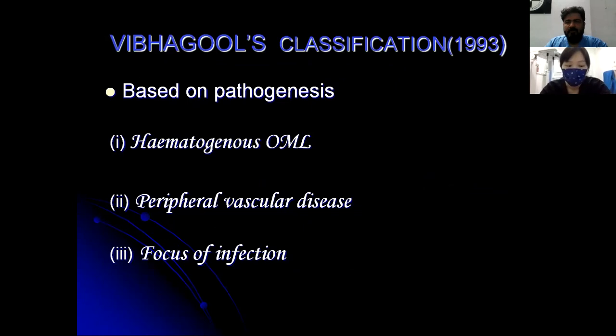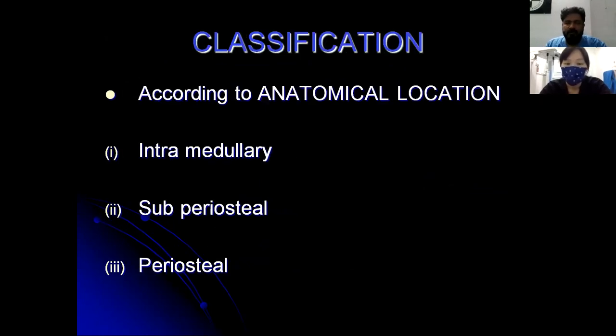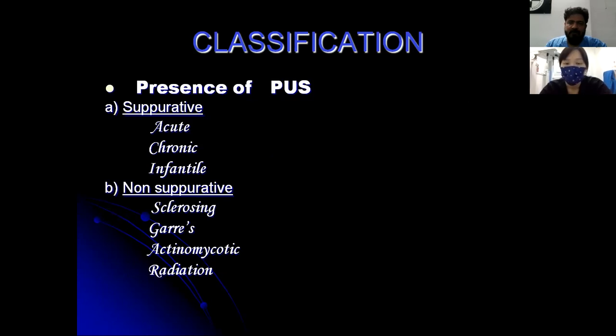Now, according to Wiberg's classification, it is based on the pathogenesis, like hematogenous osteomyelitis, peripheral vascular disease, and focus of infection. According to anatomical location: intramedullary, subperiosteal, and periosteal. Then presence of pus: suppurative and non-suppurative. In suppurative, acute, chronic, and infantile osteomyelitis is there. And in non-suppurative, sclerosing, Garre's, actinomycotic, and radiation osteomyelitis.